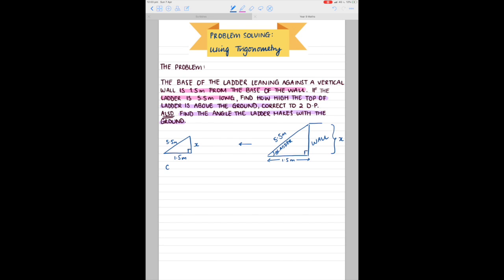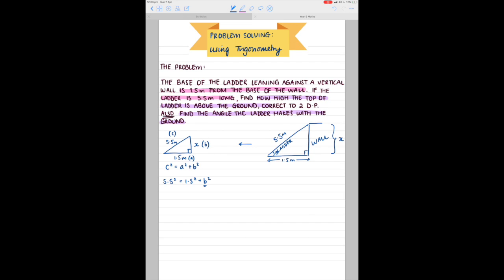Remember, the Pythagorean theorem says that c squared equals a squared plus b squared. In this situation, we've been given c. Let's say 1.5 meters is a. What we don't know is b. So let's rewrite the expression with the values inside. We've got 5.5 squared equals 1.5 squared plus b squared.